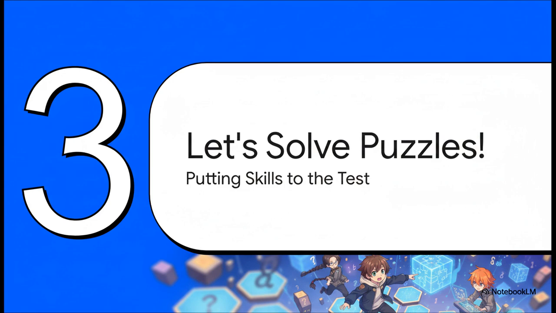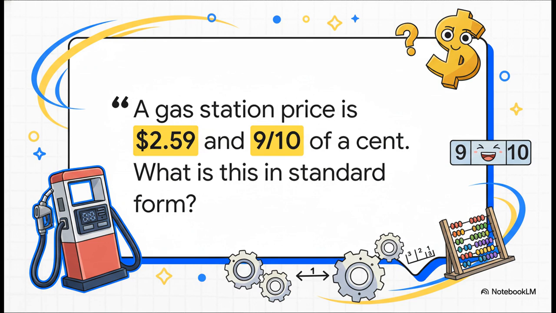All right, you've learned the basics, you know the secret language. I think you're ready. It's time to put your new skills to the test. Let's put on our detective hats and solve a few real-world puzzles. Here's our first case. You see a sign at a gas station that says the price is $2.59 and 9/10 of a cent. Wait, what? 9/10 of a cent? How in the world are we supposed to write that as a regular number?